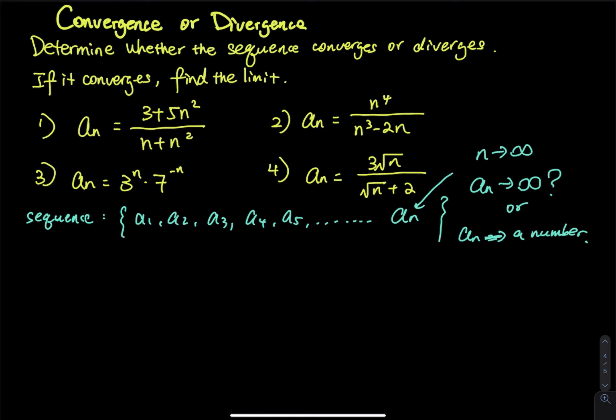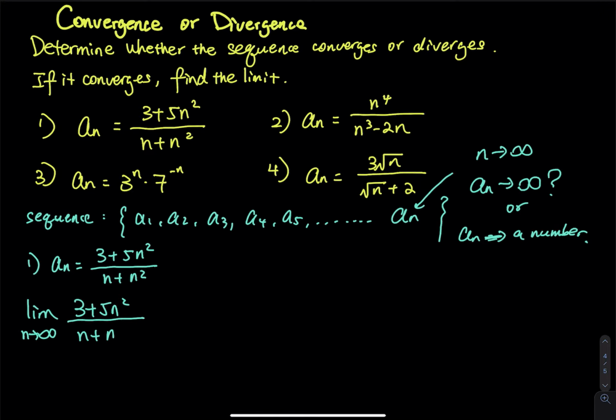All right. So the first one, number one, we have a_n equals (3 plus 5n squared) divided by (n plus n squared). So we have to take the limit. So we have the limit as n approaches infinity of (3 plus 5n squared) divided by (n plus n squared). Please write the limit out. Write the limit using equal signs.